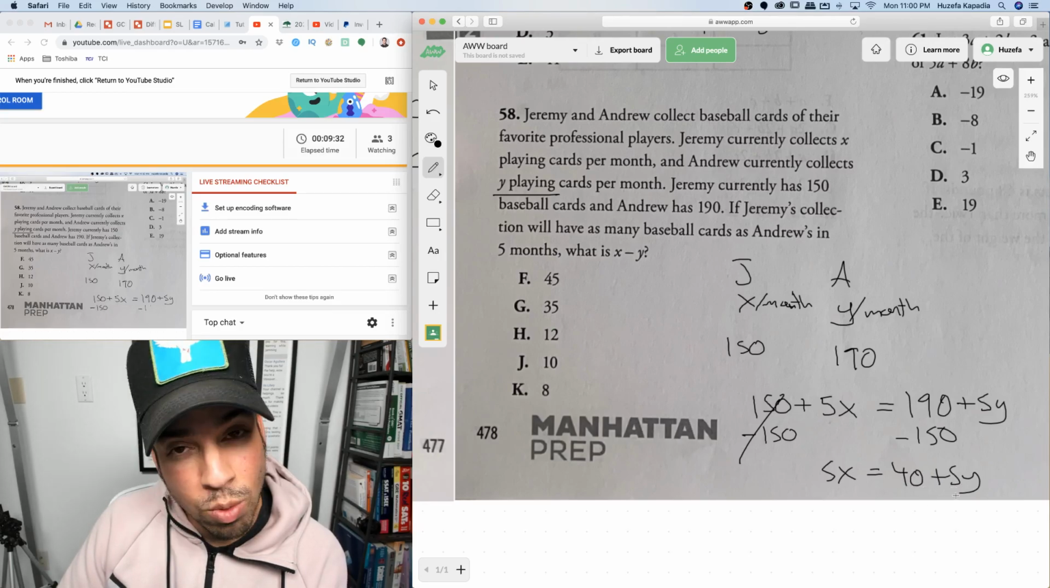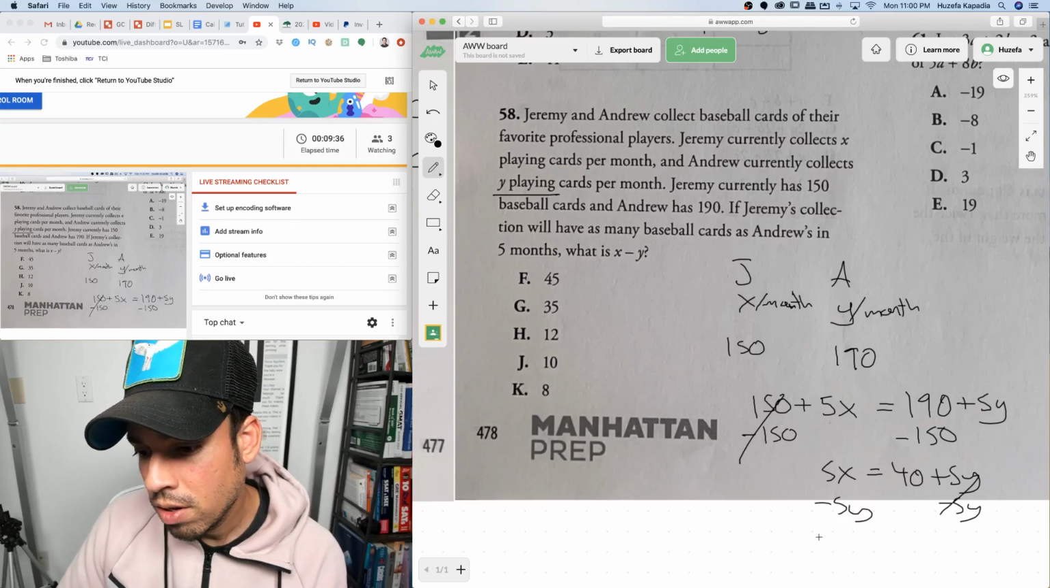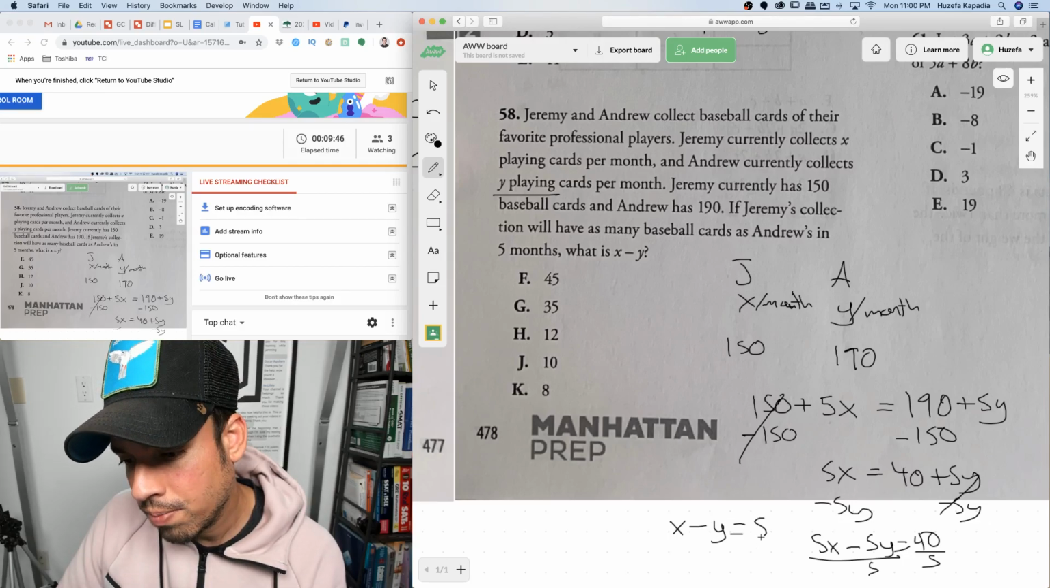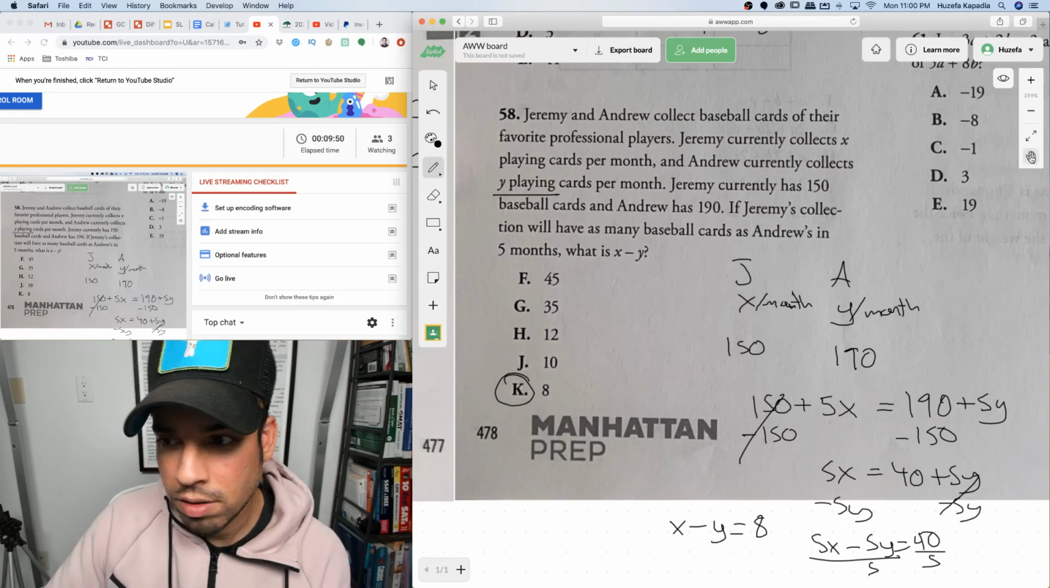Let's get the y's and x's together. That's all we're doing, right? Subtract 5y, subtract 5y. 5x minus 5y equals 40. Divide everything by 5. And I got x minus y equals 8. And that's it. That's what we're solving for.